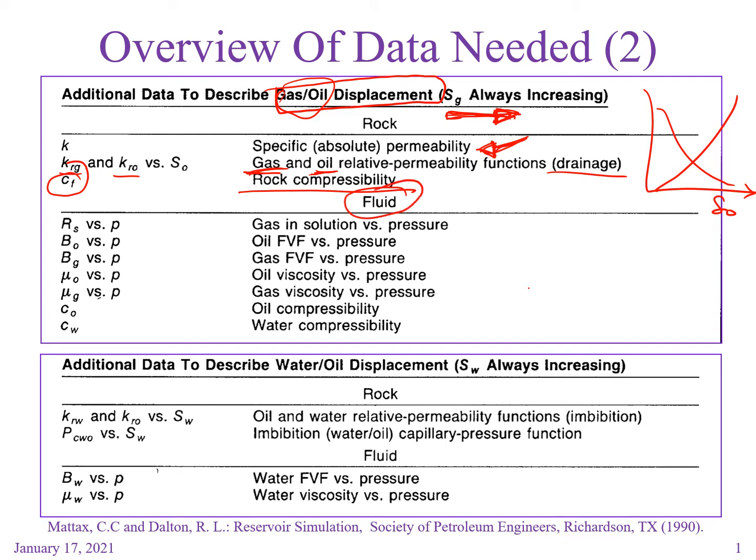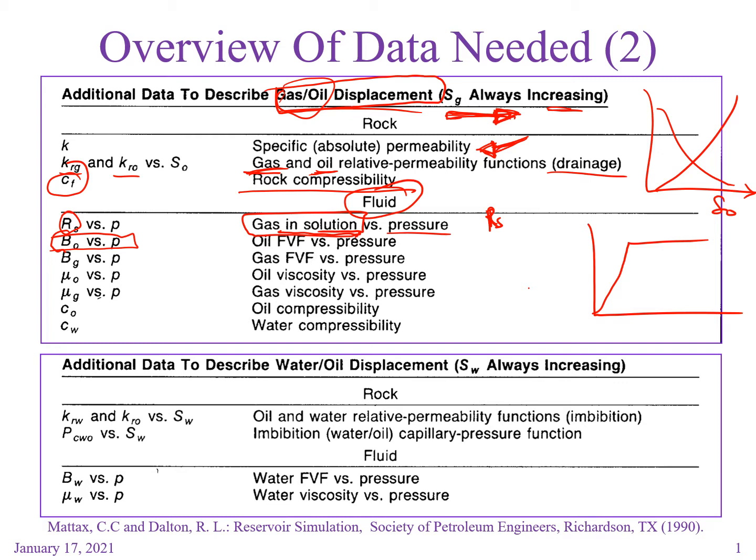Then more fluid properties that you need for a gas oil displacement process, a drainage process. You need solution gas oil ratio, right? Is the gas in solution, meaning the gas dissolved in the oil, plotted against pressure, and typically it looks like this. Then you need formation volume factor as a function of pressure.